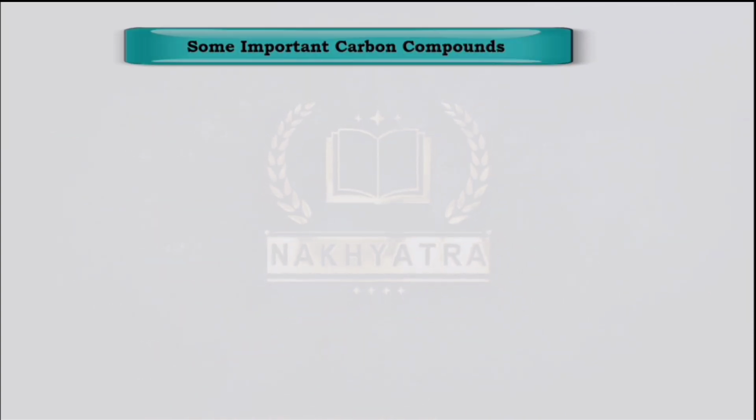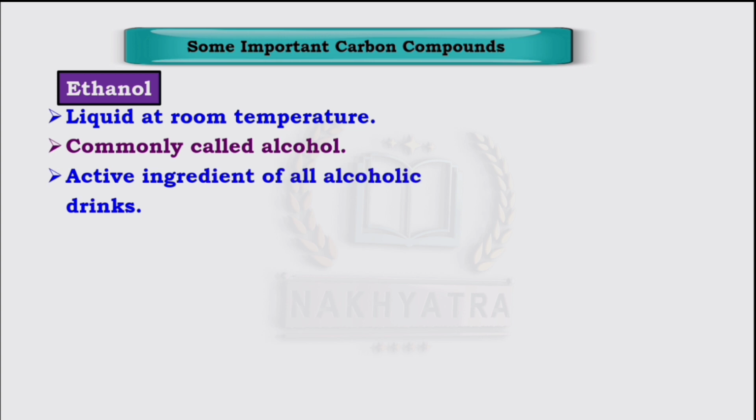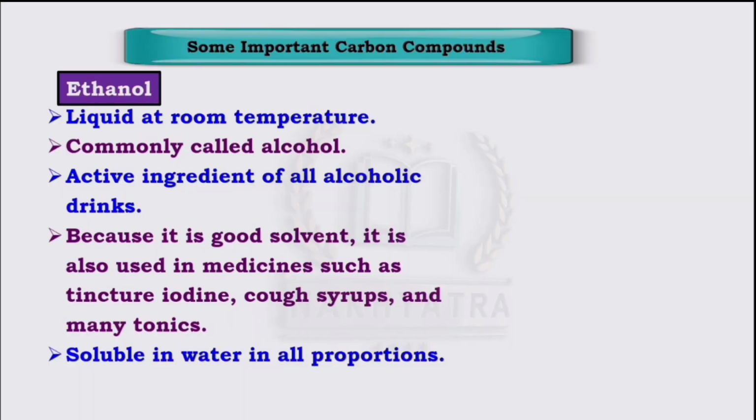Now see some important carbon compounds for ethanol. It is liquid at room temperature. It is commonly called alcohol. Ethanol is an active ingredient of all alcoholic drinks. Because it is a good solvent, it is also used in medicines such as tincture iodine, cough syrups and many tonics. Lastly, it is soluble in water in all proportions. So these are the few properties of ethanol.